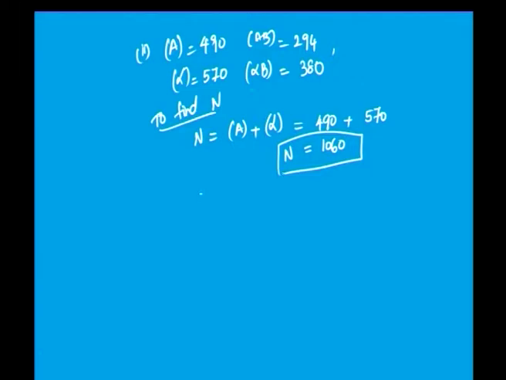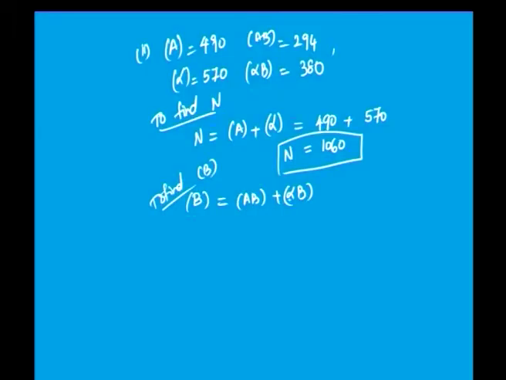A is available, AB is available, but B is not given. B we have to find. To find B, B is equal to AB plus alpha B. B being fixed, this is a formula for B as already discussed, A and its complement. That is corresponding to B, you have to take another attribute A, B plus A's complement is alpha, so alpha B. AB value is 294 and alpha B is 380, and this gives you the answer 674. Okay. So, B is equal to 674.